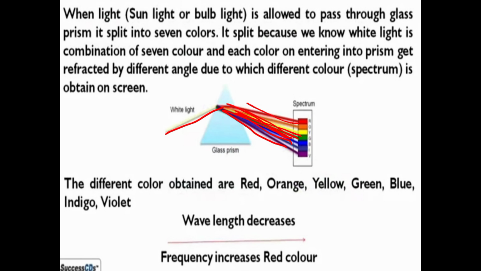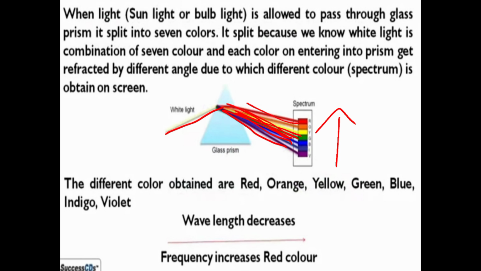And the different colors obtained are red, orange, yellow, green, blue, indigo and violet. Okay, so as we go from violet to red, the wavelength increases and frequency decreases. See, both are opposite. As we move from violet to red, the wavelength increases and frequency decreases. So the frequency of violet color is more and wavelength is least.